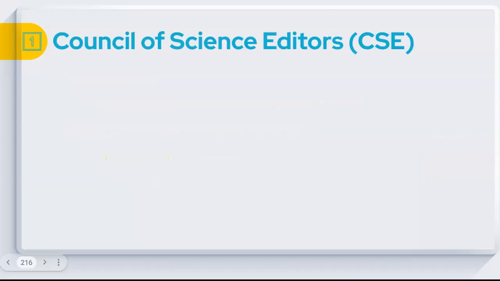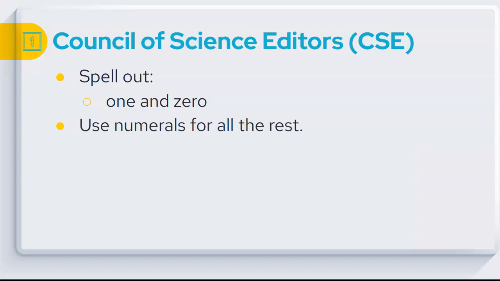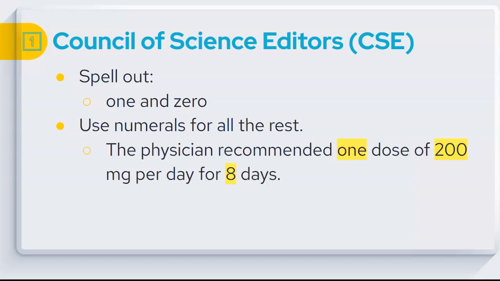In the sciences, CSE recommends using numerals in almost any situation, except for 1 and 0, to avoid confusing them with the letters L or I and O. Use numerals for all the rest, as shown here. The physician recommended 1 dose of 200 milligrams per day for 8 days, where 1 is spelled out and 8 and 200 are numerals.